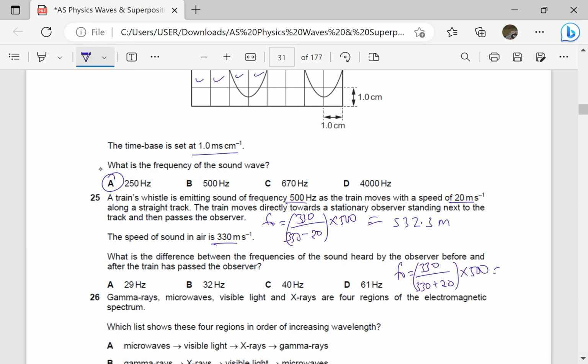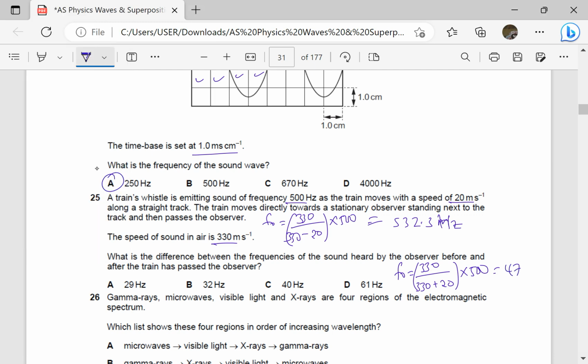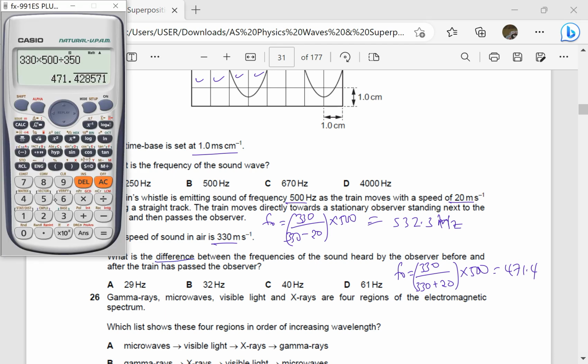532.3 hertz. Then the second one, 330 times 500 divided by 350, which is 471.4. Now we want the difference. So just subtract: 532 minus 471. That is 61. So the answer here is going to be D.